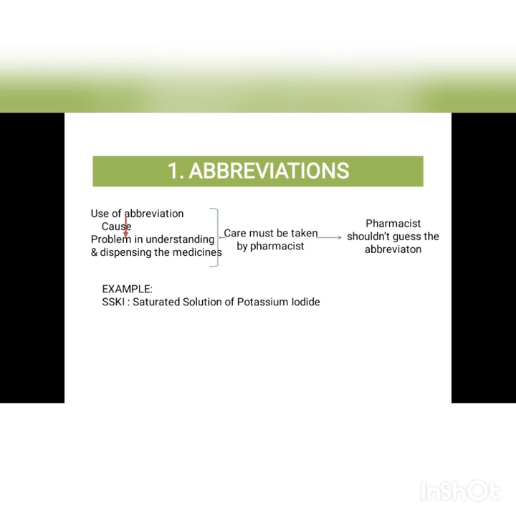Then first one, abbreviations. While using abbreviations, there may be problems in understanding and dispensing the medicines. If there is any doubt, a pharmacist shouldn't guess the abbreviation while handling a prescription with abbreviations. Pharmacists should be careful about that. For example, SSKI is denoted as saturated solution of potassium iodide.